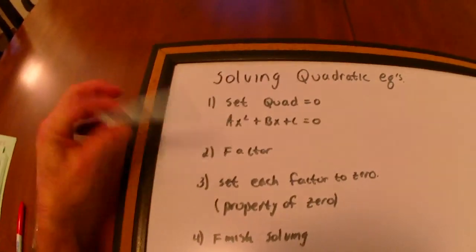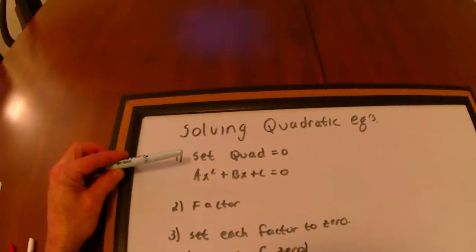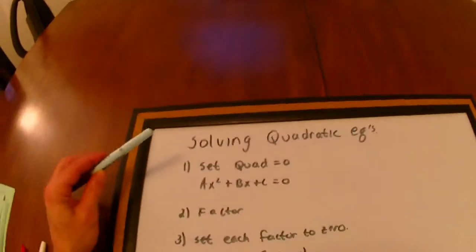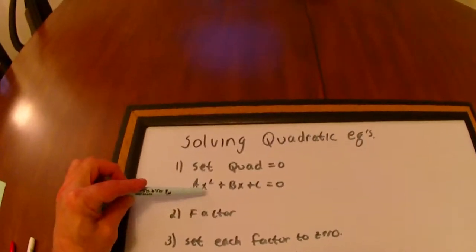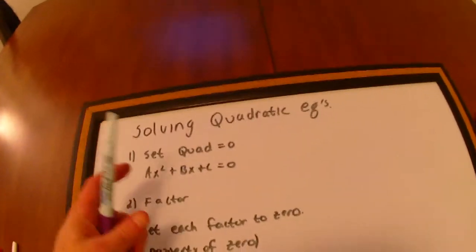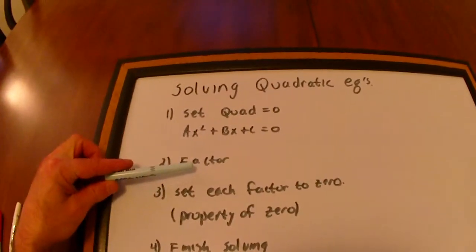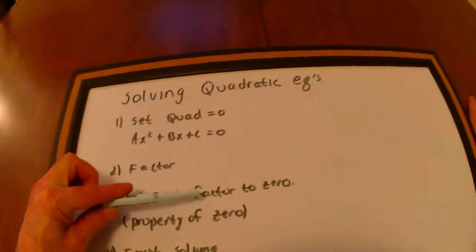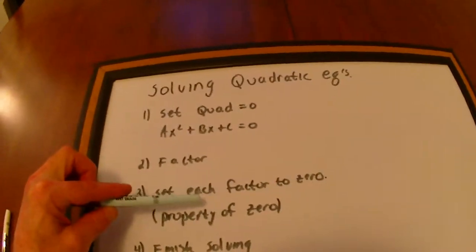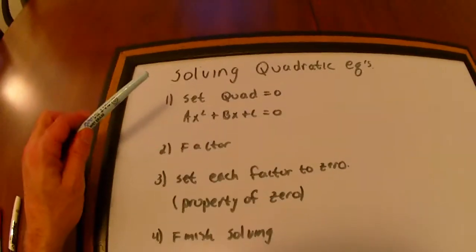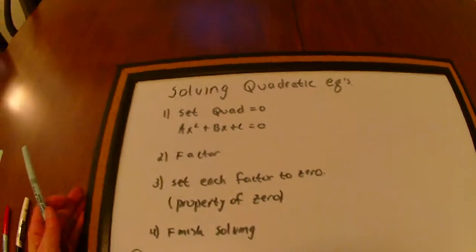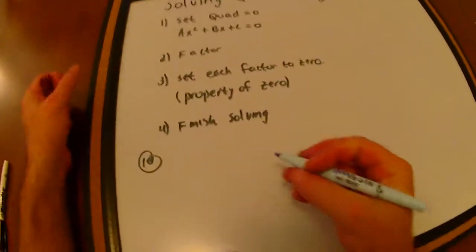Okay, for this video we're going to talk about how to solve a quadratic equation. So this is kind of the steps here. First thing we want to do is make sure we have the quadratic set equal to 0. That means we're going to try to get all the terms on one side and then 0 on the other side. And then we're going to factor our quadratic and then set each individual factor to 0. That's what's called the property of 0. And then finish solving. I think that'll be clear when we look at a couple examples.